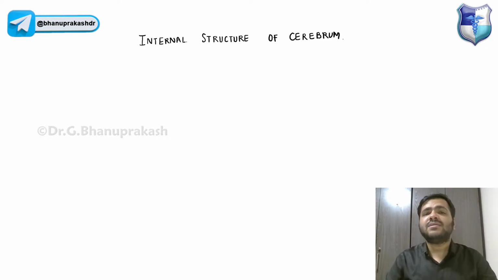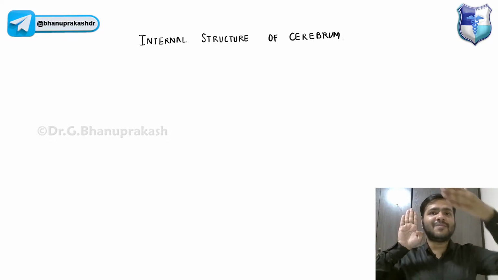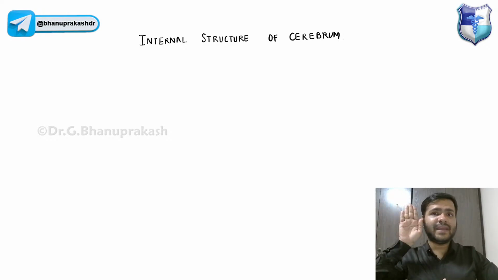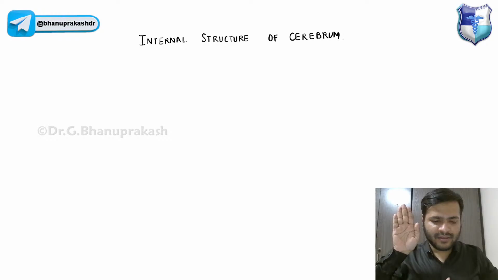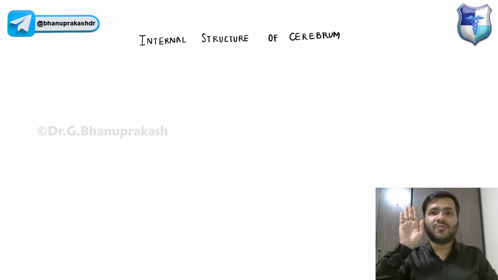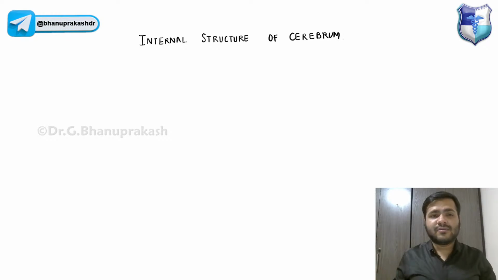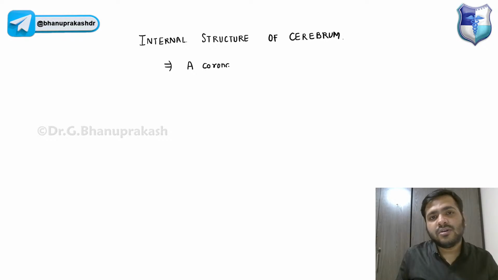Now, guys, we are starting with the internal structure of the cerebrum. To show you the internal structure, I'm taking a plane over here, and this plane, which is dividing the body into anterior and posterior parts, is called the coronal plane. To discuss the internal structure, I'm going to take a coronal section to tell you how it looks.